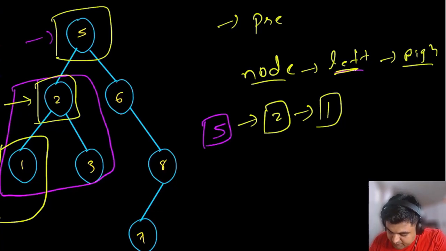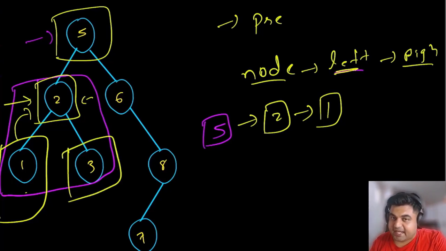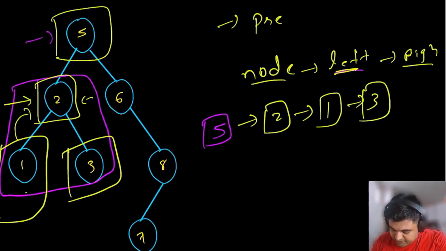After visiting node number 1, we are going to do the backtrack, and then for this node number 2 that we have already visited, we haven't visited its entire right subtree. So that we are going to do next, and the next node we would visit is going to be node number 3.